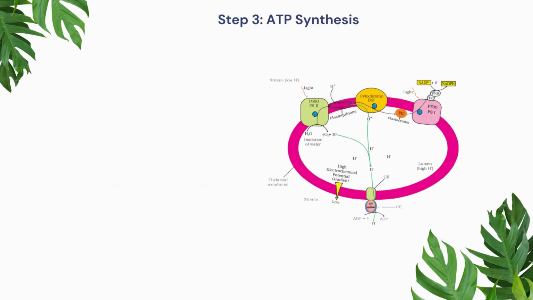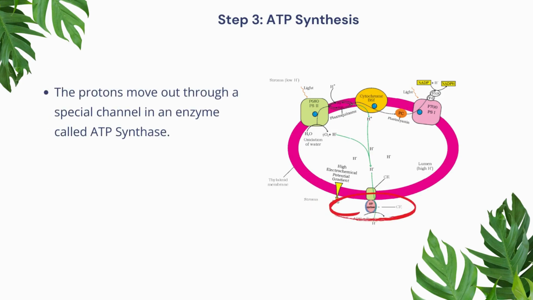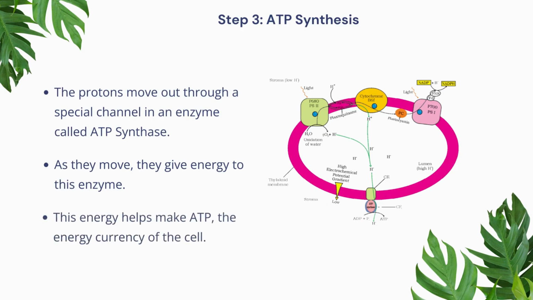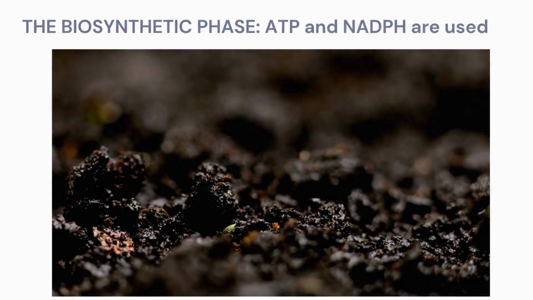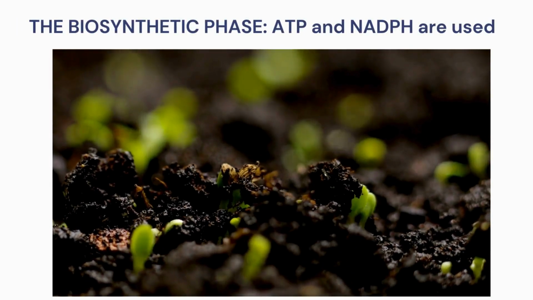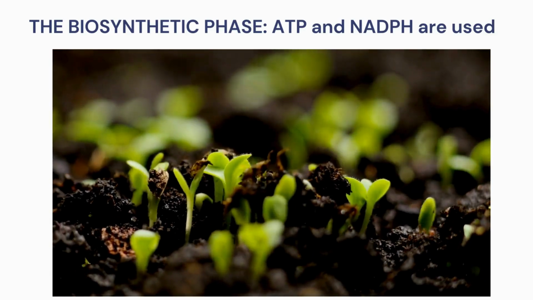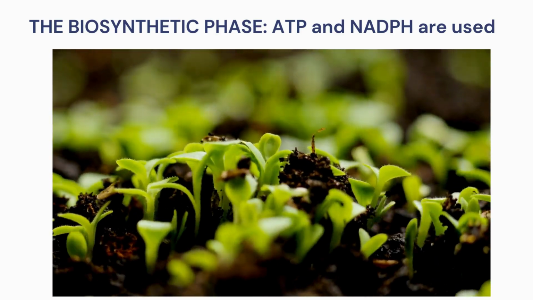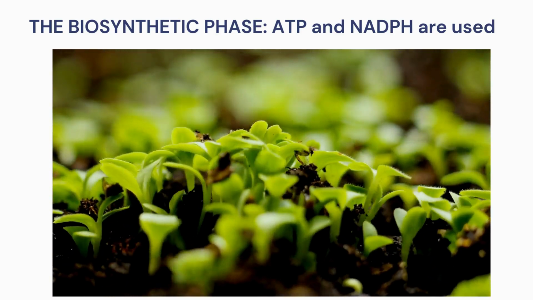Step 3. ATP synthesis. The protons move out through a special channel in an enzyme called ATP synthase. As they move, they give energy to this enzyme. This energy helps make ATP, the energy currency of the cell. We just learned how plants use light to make energy in the form of ATP through the chemiosmotic hypothesis. Now, let's move on to the next part, where the plant actually uses that energy to make food.